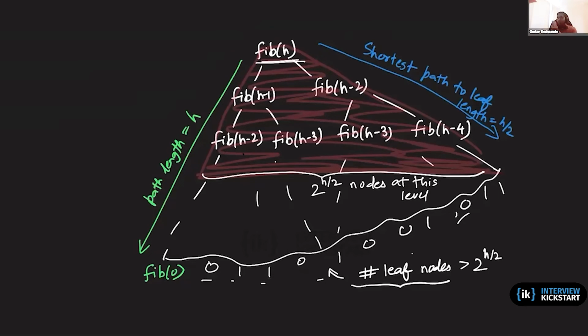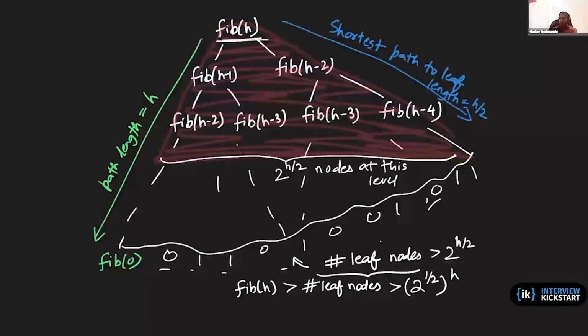And because each leaf node is either a 0 or 1, the value of fib of h is going to be greater than or equal to the total number of leaf nodes in the tree, which is greater than 2 to the power h by 2, which can also be written as square root of 2 to the power h, which is basically 1.4 to the power h. So the value of fib of h has to be at least equal to square root of 2 to the power h. That is exponential in h.